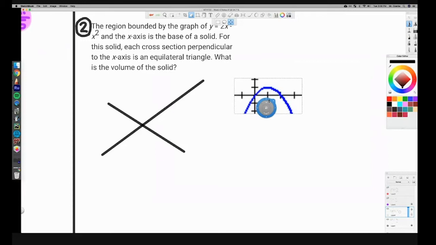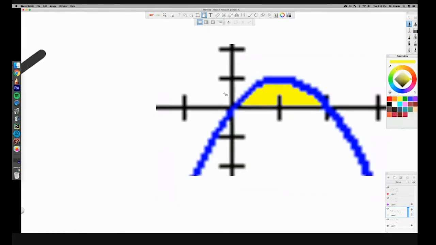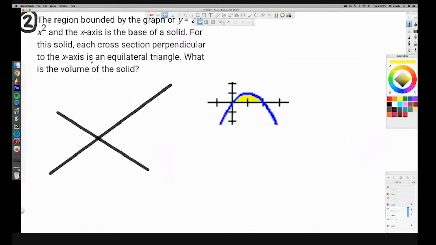And I'll try to match the colors this time. This is the base of the solid. Whoops, I didn't want to do that. Hold on. This is the base of the solid, that yellow right there.